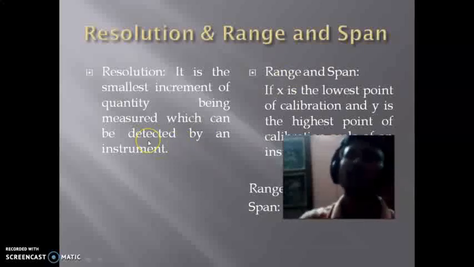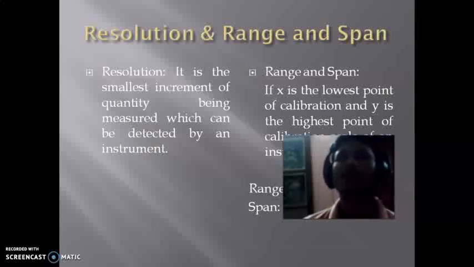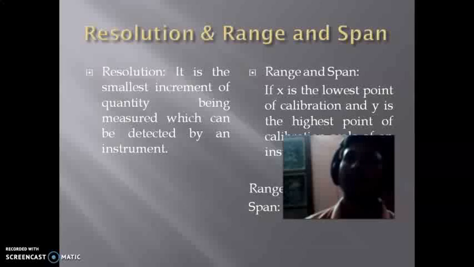Next are the resolution, range and span. Resolution of an instrument is the smallest increment of the quantity being measured which can be detected by the instrument. Suppose we want to measure a voltage using a voltmeter, and we can measure 0.1 volt. This 0.1 volt is called the resolution of this particular instrument.